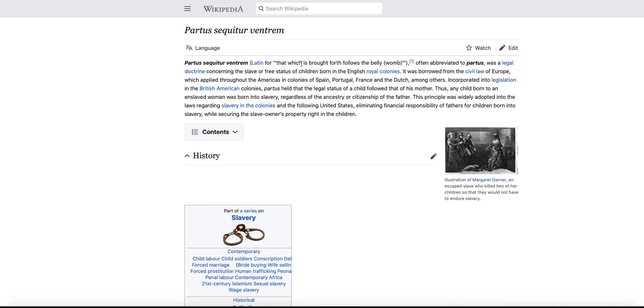So that which is brought forth follows the belly or the womb. So even on a basic plain level, we could be talking about so-called Africans or North Africans being brought from that area into Brazil. We know that that was happening. More of them were coming in at some point before, I mean, after actually, they were bringing so-called slaves.